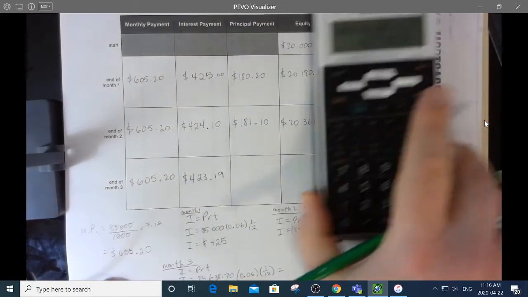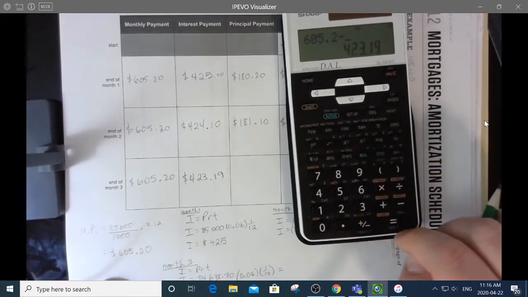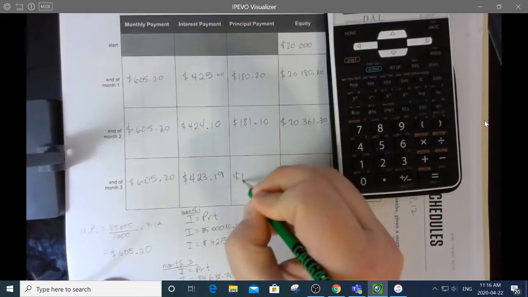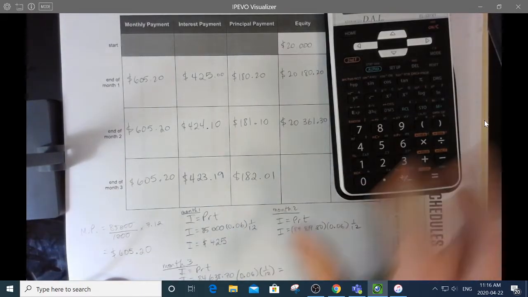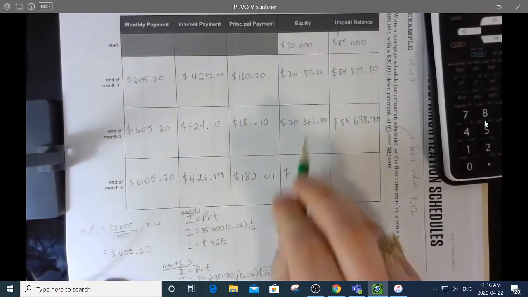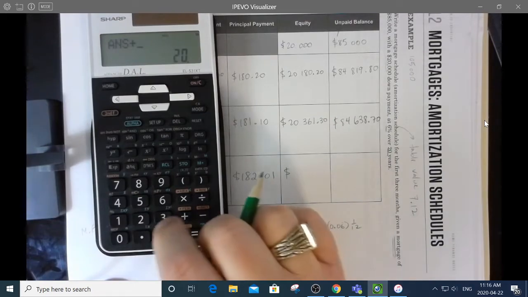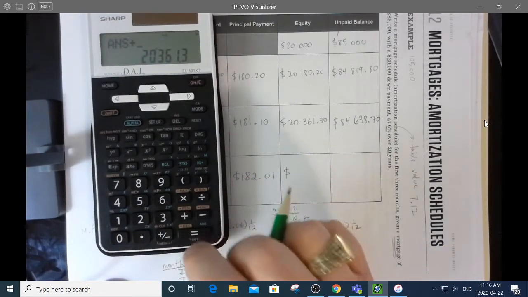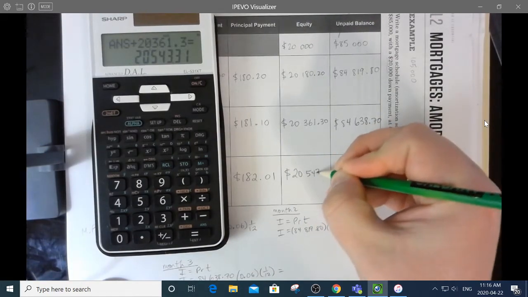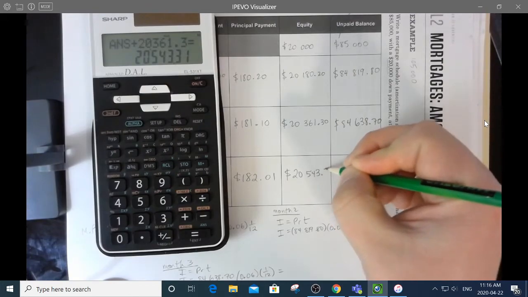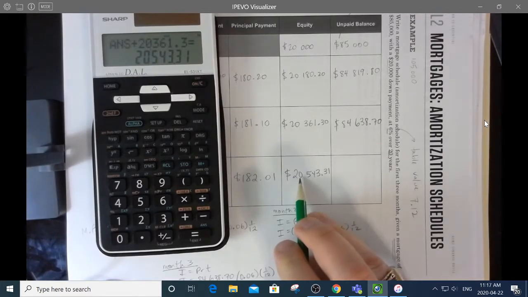So that means that my principal payment is $605.20 minus that, which is $182.01. Went up almost a whole dollar. And my equity in my house now is this number plus that number. So add that number to $20,361.30. And I get $20,543.31. Okay, and that's how much I own of the house.